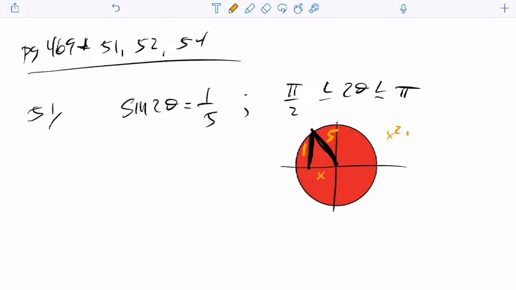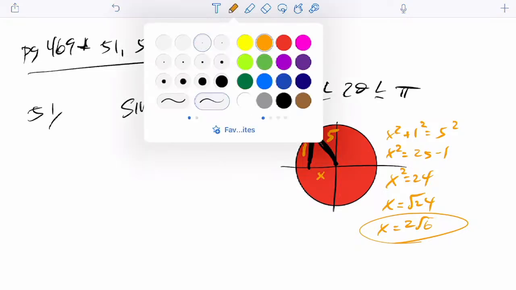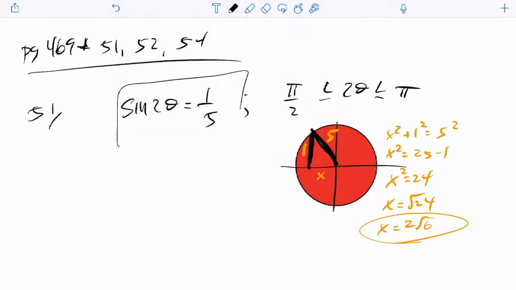So in this case, x squared plus 1 squared is 5 squared. You can go ahead and use the Pythagorean theorem. You get 25 minus 1, x squared is 24. I get x as the root of 24, which will be 2 root 6. So that's your first step with 51. They give you this relationship. You know where 2 theta is bounded. Draw your triangle and set it up like this.